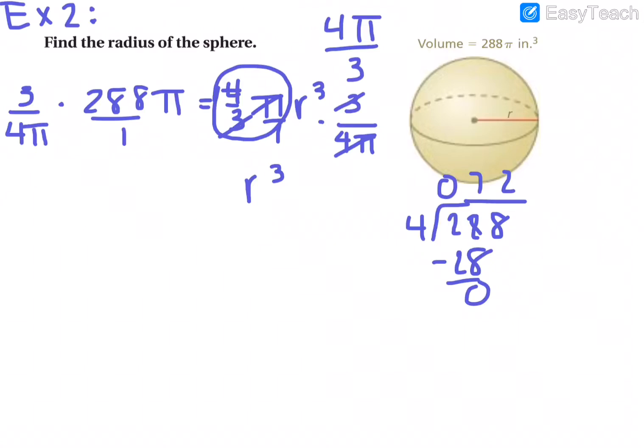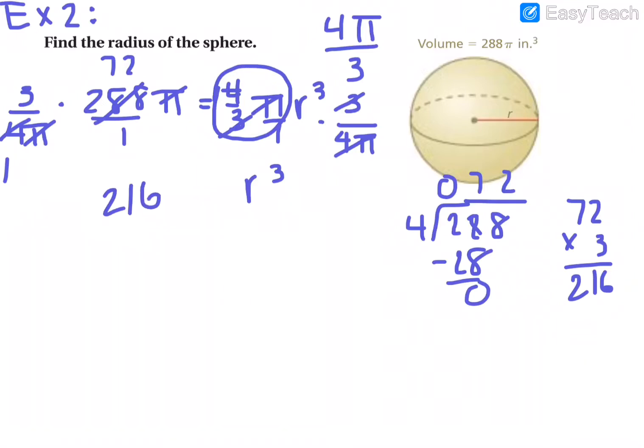72 times. So this would cancel out. The pi's are gone, the 4 is gone, and this is now 72. So all we have to do is 72 times 3, which is 216. And since that's r cubed, we're going to take the cubed root to undo it. Inverse operations. And the cubed root of 216.